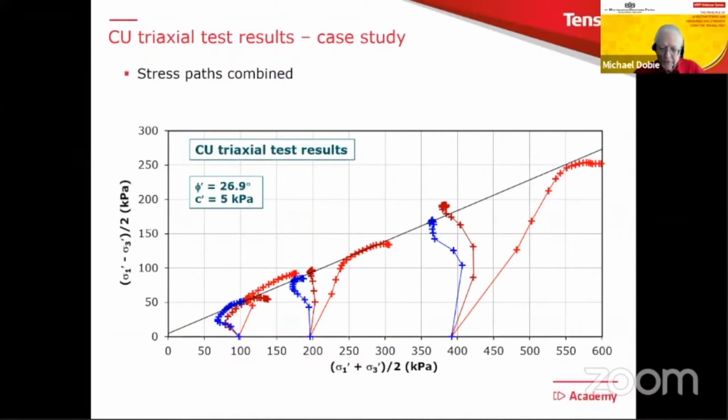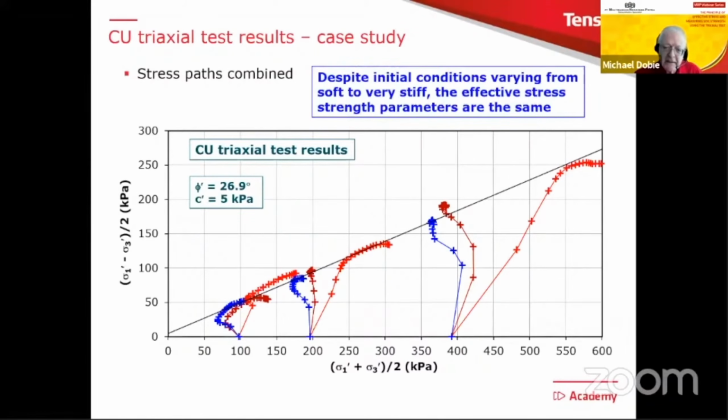And what's important here, and it's a very important point, is that although they're not perfectly in line, they do essentially all have the same effective stress failure envelope. And this is really important. It makes a really important point because I sometimes see confusion with this. Although those three specimens started off their life as soft, firm, and very stiff, they do all have the same, or effectively the same, effective stress strength parameters, c dash and phi dash.